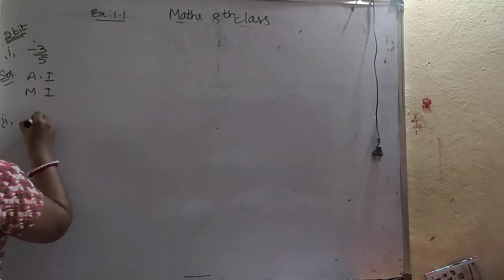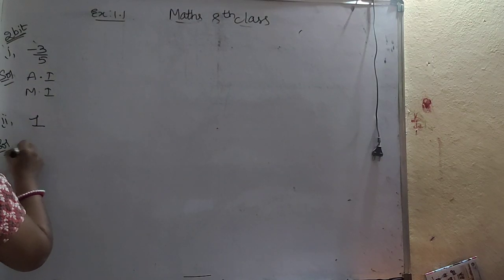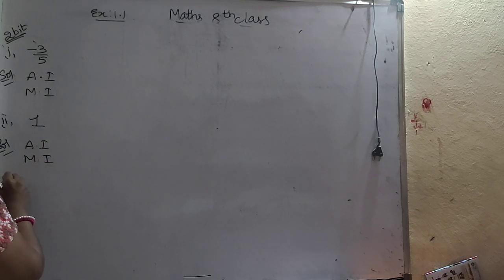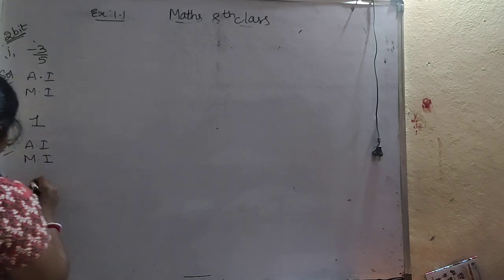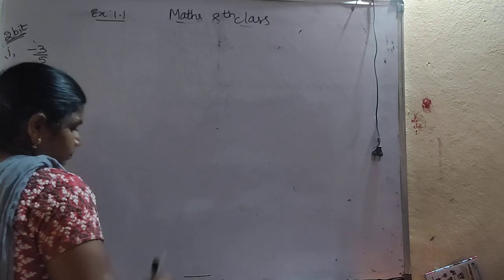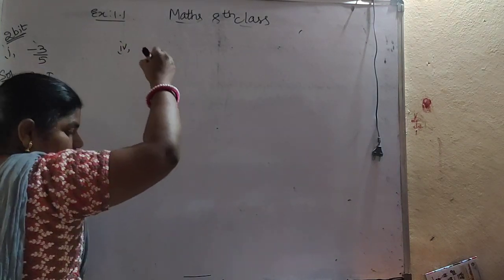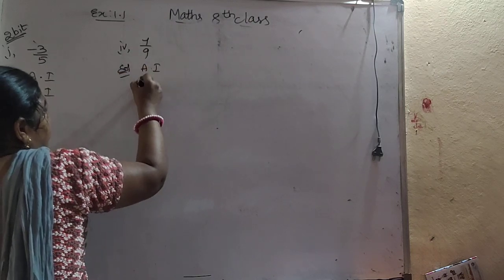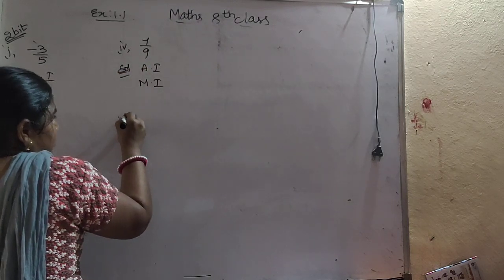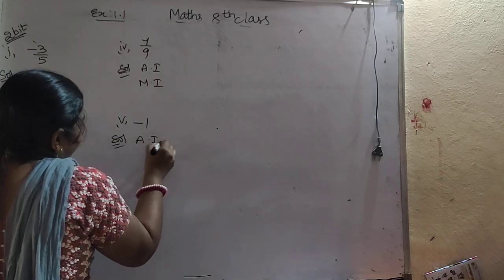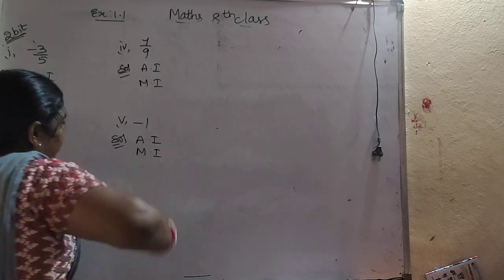Second is 1. For this also we have to write the additive inverse and multiplicative inverse. Third is 0. For this also we have to write the additive inverse and multiplicative inverse. Fourth is 7 by 9. Additive inverse, multiplicative inverse. Fifth is minus 1. For all of these we have to write the additive inverse and the multiplicative inverse.